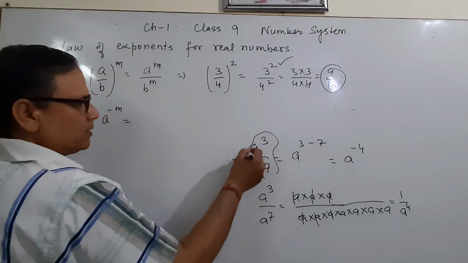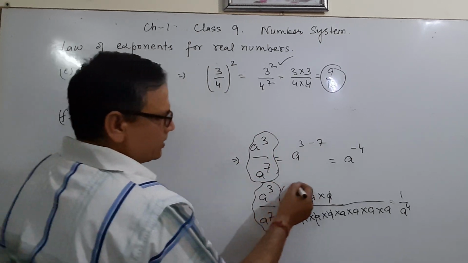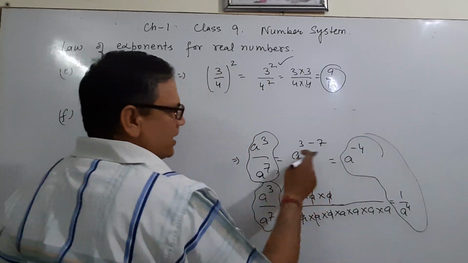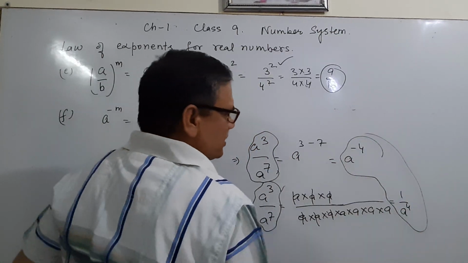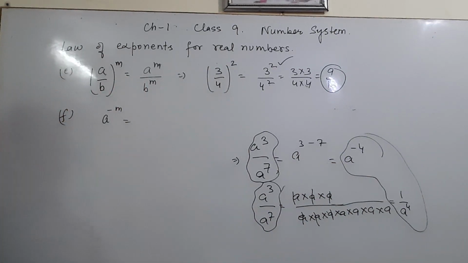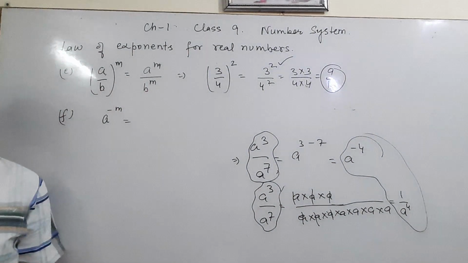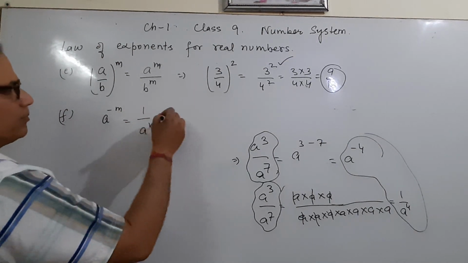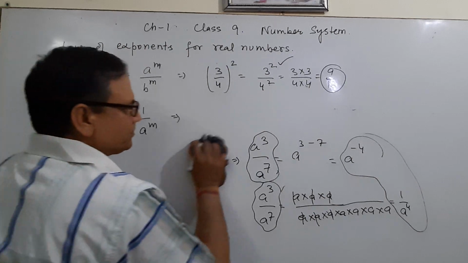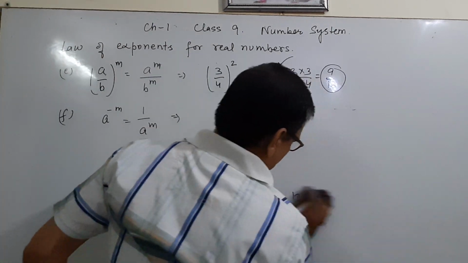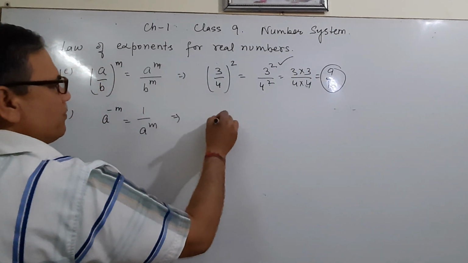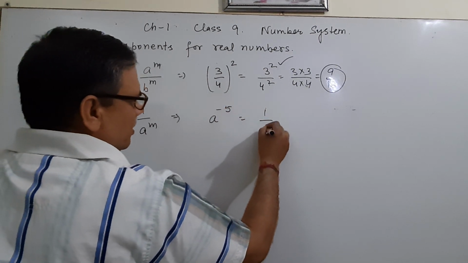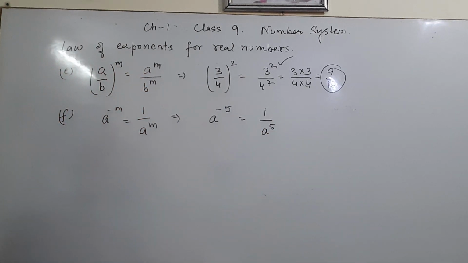This is the left hand side and this is the right hand side. The left hand side is the same, so therefore the right hand side is also the same. So then a power minus n is equal to, we can write in what form? 1 upon a power n. Again an example: a power minus 5 is equal to, in what way can we write it? 1 upon a power 5.